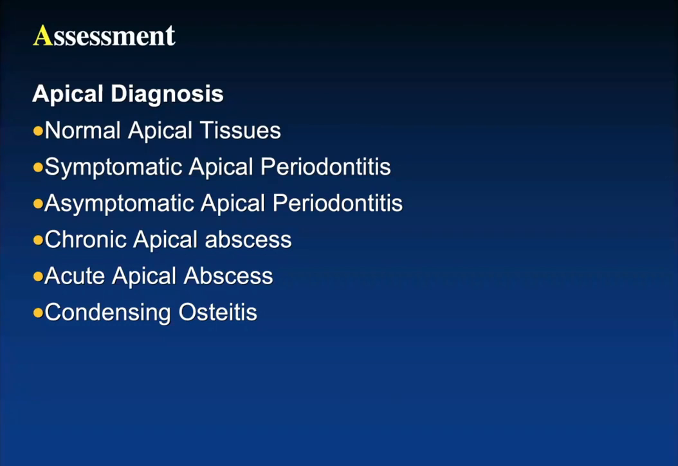Chronic apical abscess is when you have a sinus tract, a draining abscess on the tooth. Acute apical abscess, that's when you have a swelling. Condensing osteitis is a condition that can go with any of the above cases. That's low-grade inflammation happening under the tooth that makes the bone condensed.